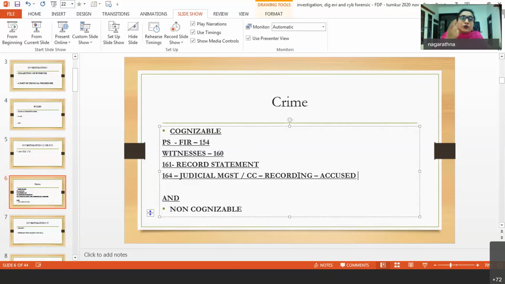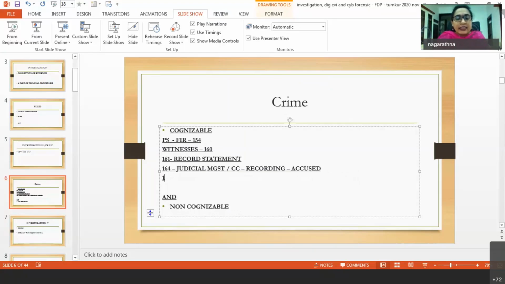Right. So therefore, if you record a statement, it's of no use as a police officer. You should take him to a magistrate and get his statement recorded. So that is 164. Next is the most relevant one. So this is search and seizure. Relevant because this is where cyber forensics comes into the picture.